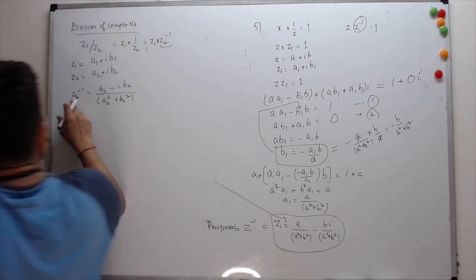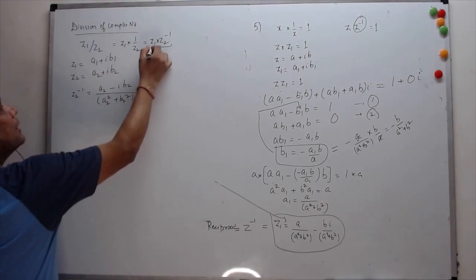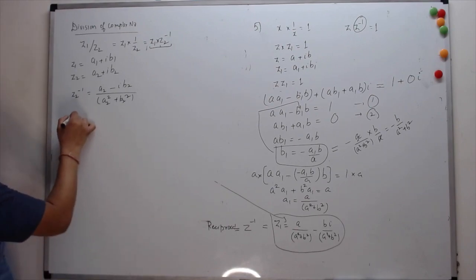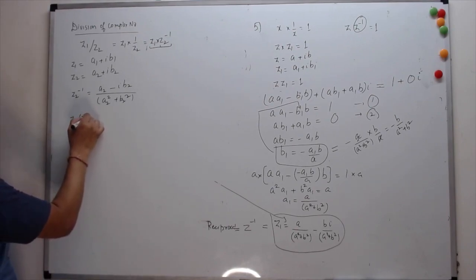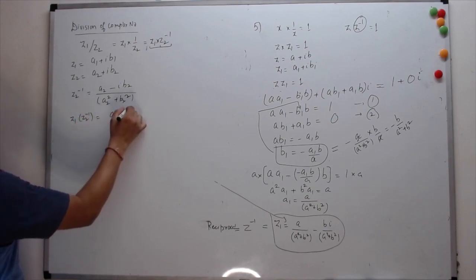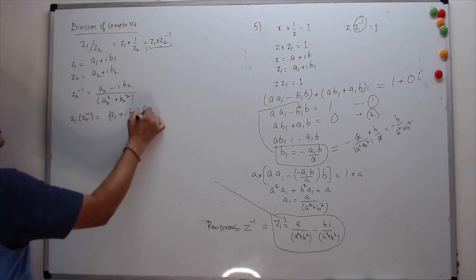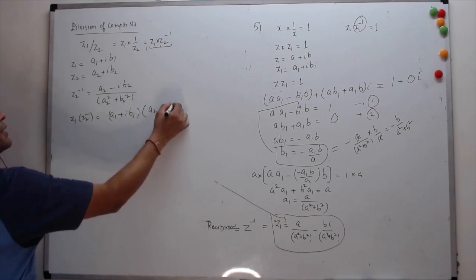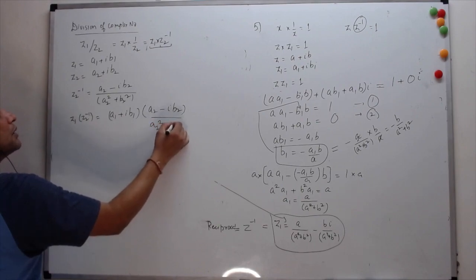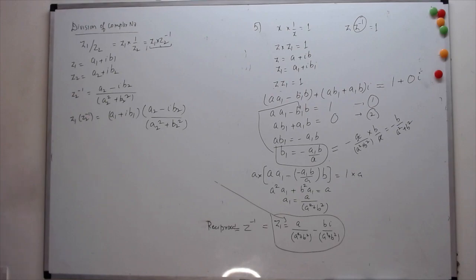Okay, so once you are able to find that out, I can do this product easily. Product is something I know how to do. z1 into z2 raised to the power minus 1 is (a1 plus i b1) into (a2 minus i b2) over a2 square plus b2 square. The denominator is completely a real value, so I don't need to worry about it.